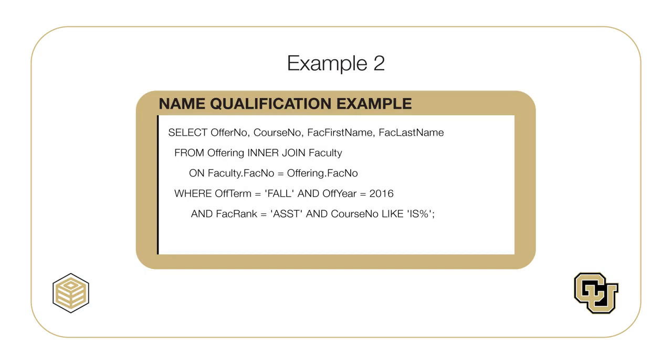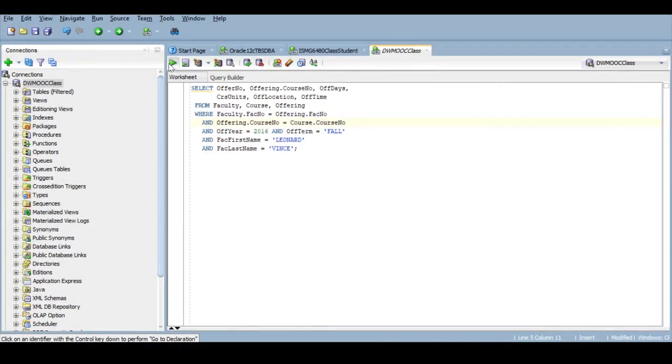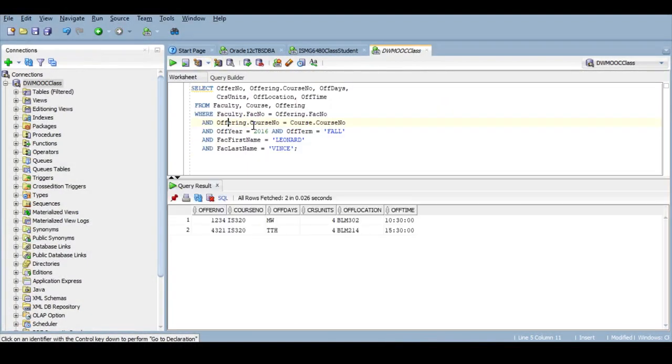In Example 2, fact number must be qualified with its table name whenever referenced, because it is ambiguous when used alone. Let's briefly look at the execution of example 2 when fact number is not qualified. So here, the fact number is not qualified. The Oracle SQL compiler generates an error message that a column is ambiguously defined.